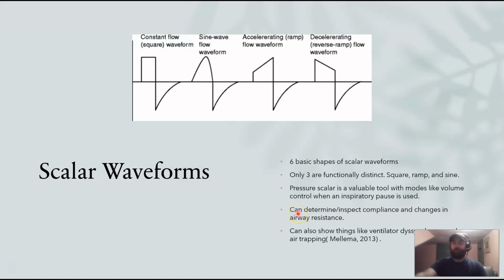So what can these waveforms tell us? Pressure scalar is a valuable tool with modes like volume control when an inspiratory pause is used. You can determine and inspect compliance and changes in airway resistance. And then also, you can see things like ventilator desynchrony and air trapping.